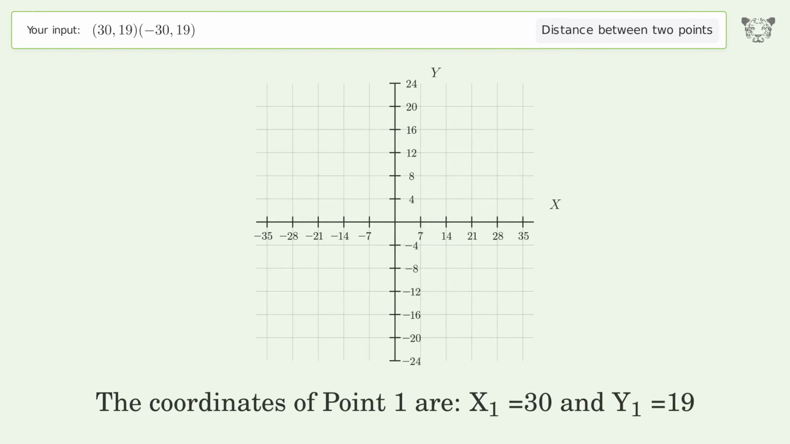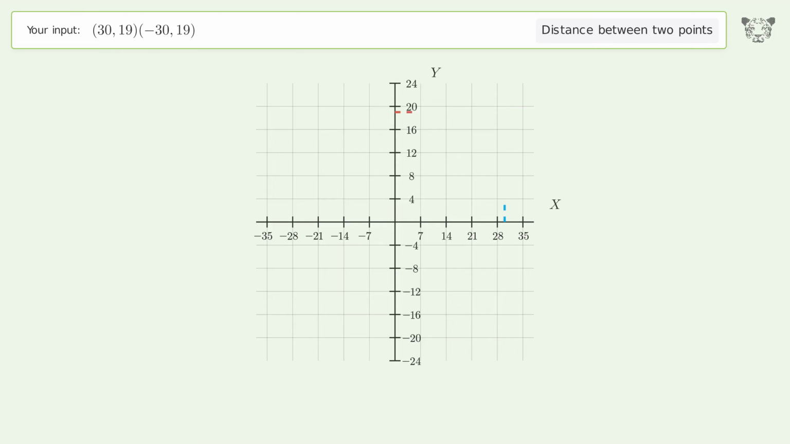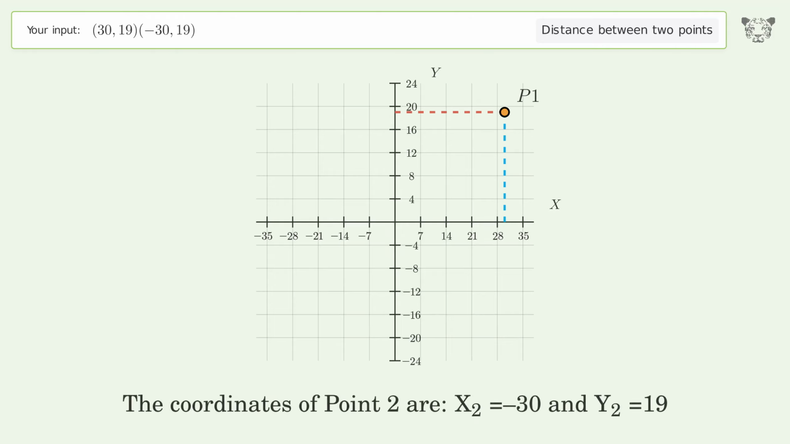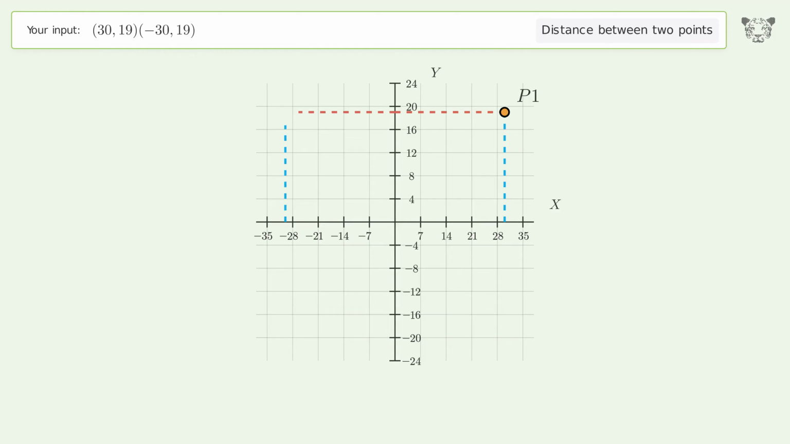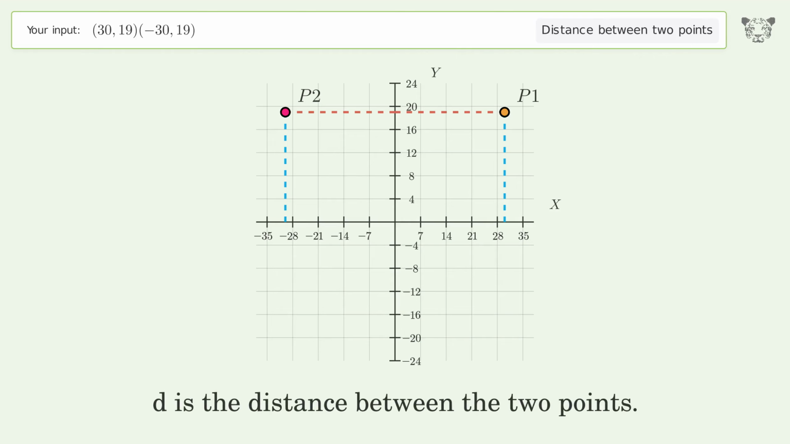The coordinates of point 1 are x1 equals 30 and y1 equals 19. The coordinates of point 2 are x2 equals negative 30 and y2 equals 19. D is the distance between the 2 points.